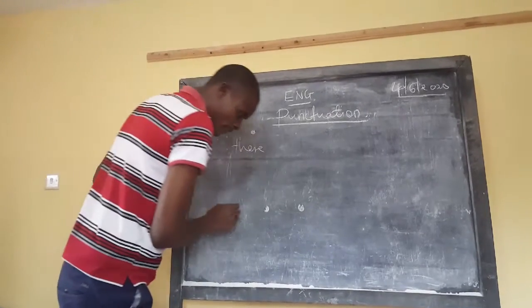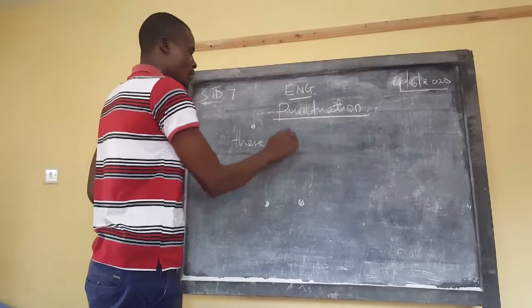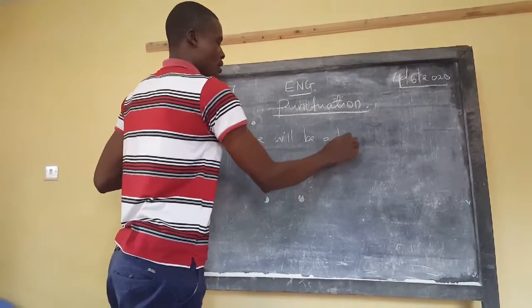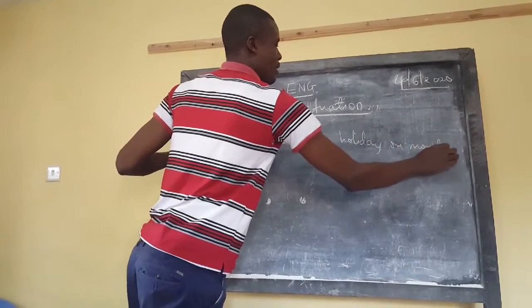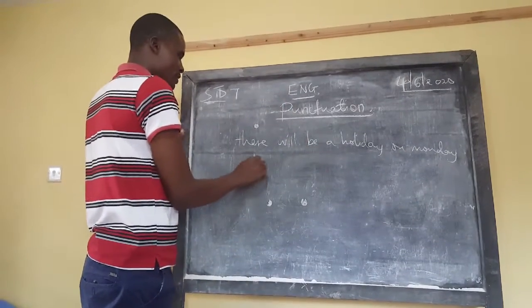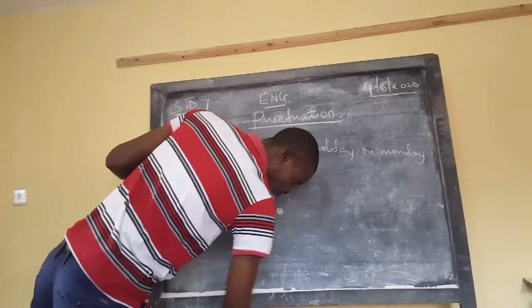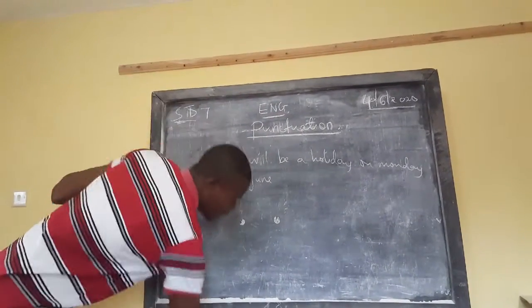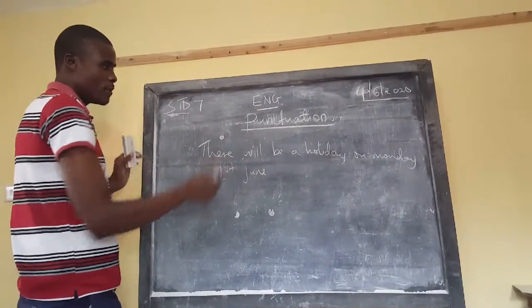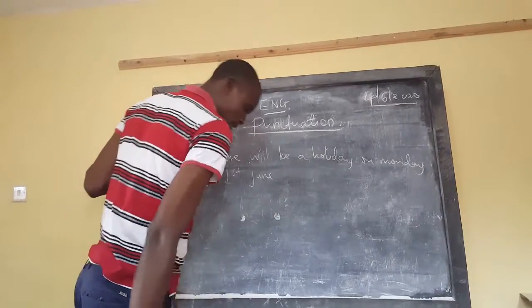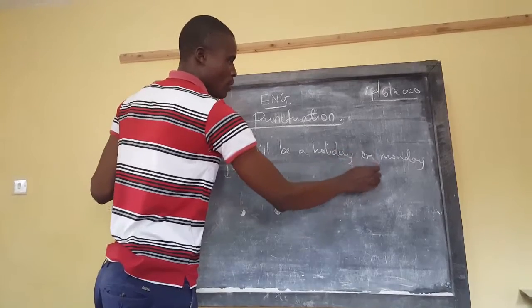Another one. There will be a holiday on Monday, 1st June. That's how it's written. So just as we mentioned, learner, ensure that the first one is capitalized. There will be a holiday. That one is correct. There will be a holiday on Monday.